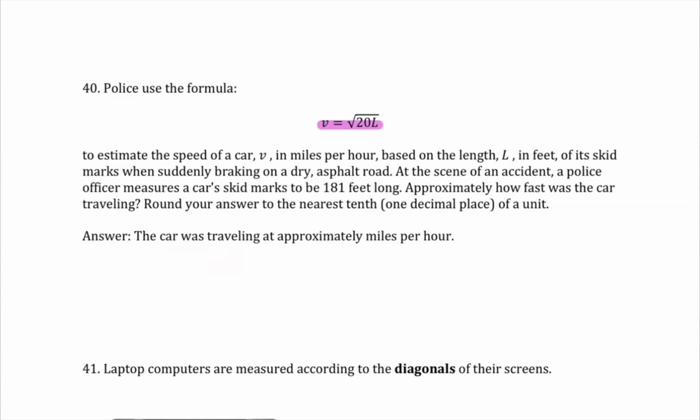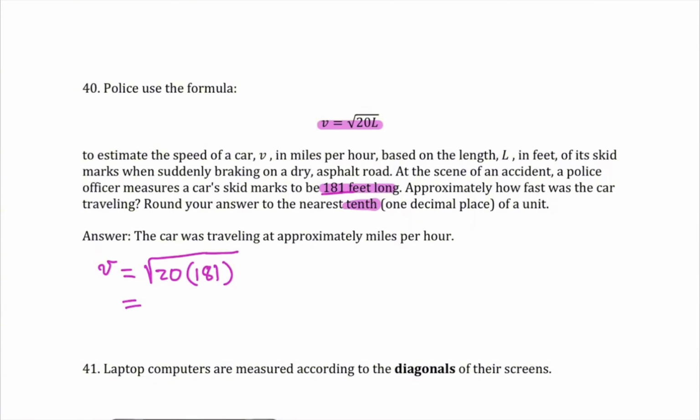A police officer measures a car's skid marks to be 181 feet long. Approximately how fast was the car traveling? Round your answer to the nearest tenth. That means one decimal place. Now, all you have to do is use the formula v equals the square root of 20 times the length, that is 181. So use your calculator.